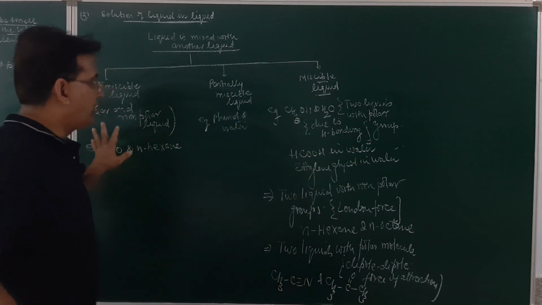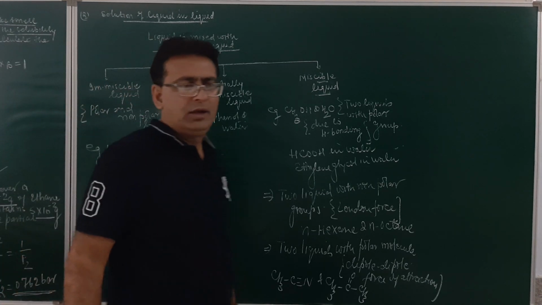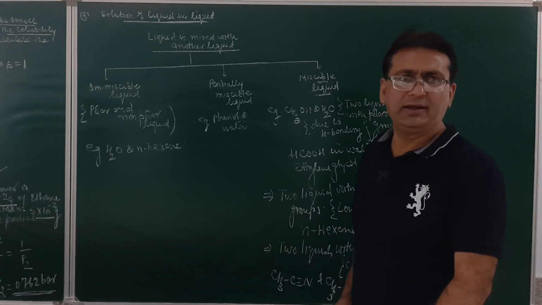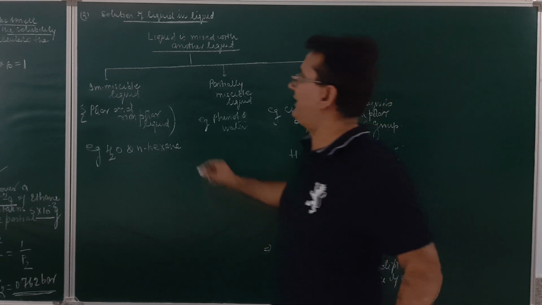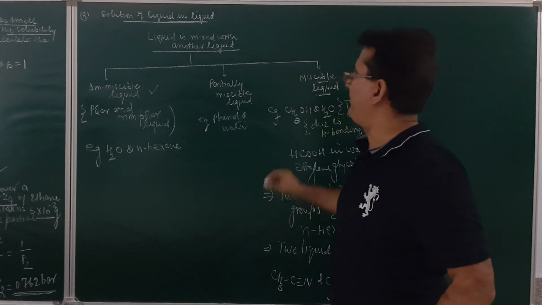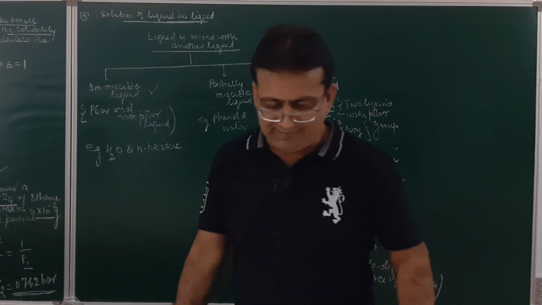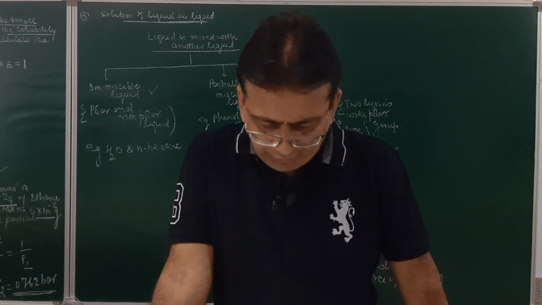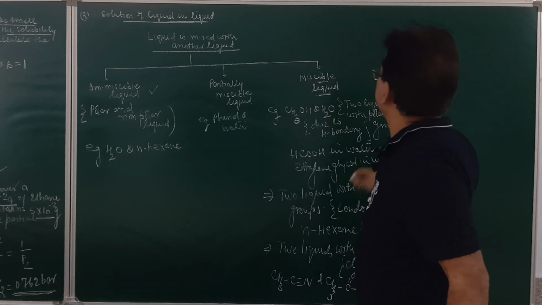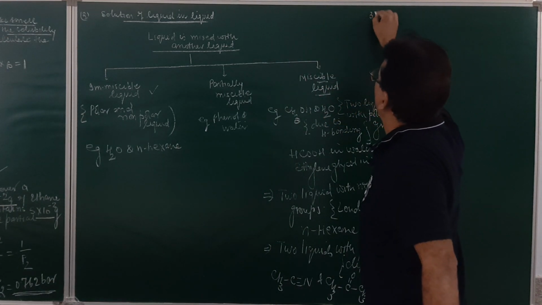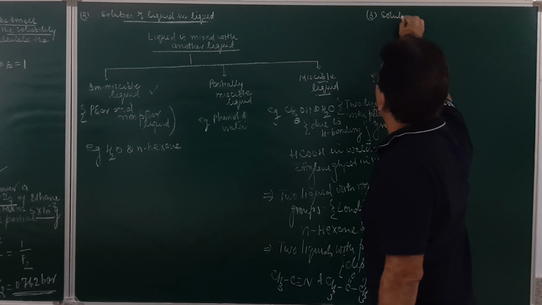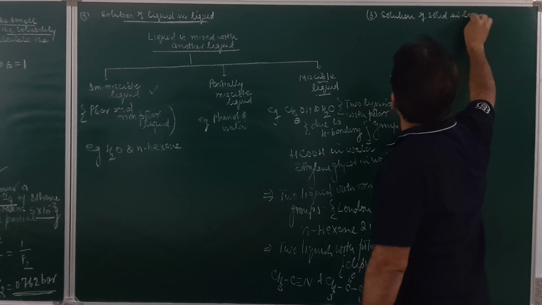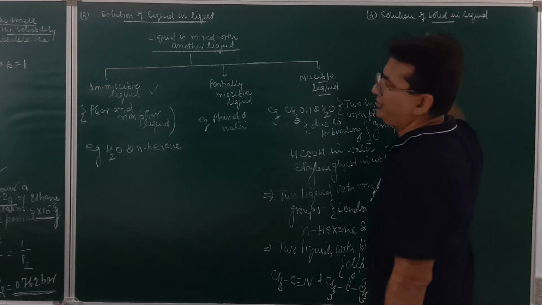So, students, our next discussion will be based on the solution of liquid in liquid. Am I clear? A solution of liquid in liquid will either be immiscible liquids, partially miscible liquids, or miscible liquids. Similarly, we may have the solution of solid in liquid. The third type of solution will be the solution of solid in liquid. We have to discuss only three types of solution.